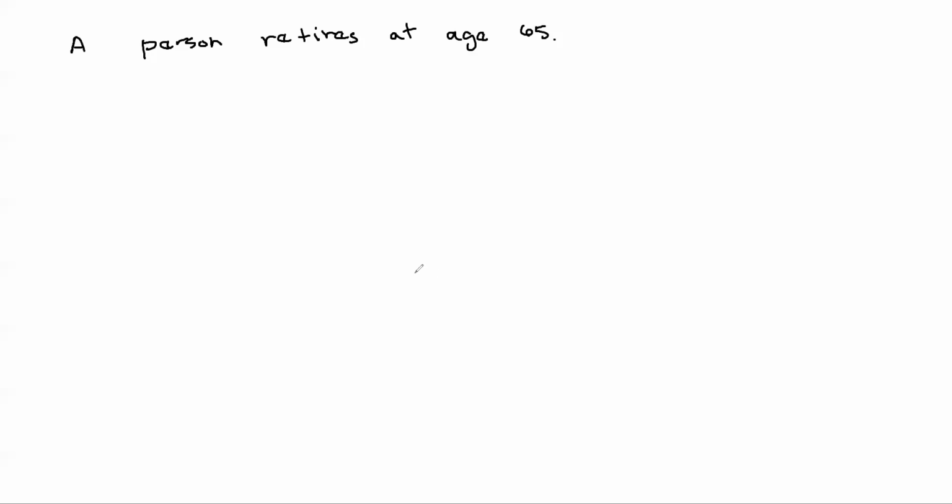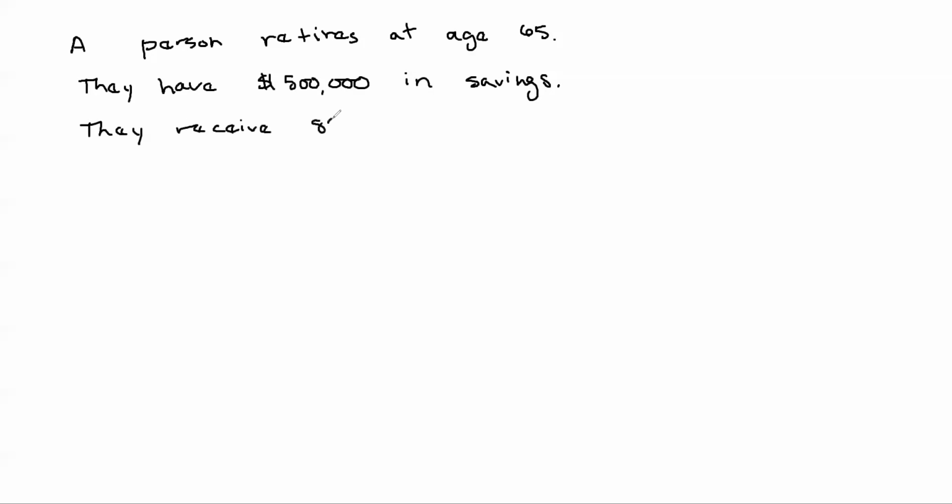They have 500,000 in savings. They've been saving for a long time. Let's assume they receive an 8% interest. That is a very high interest rate for someone who's in retirement, because normally they put their money into bonds, which return less than the stock market does. But just for simplicity, let's stick with it.